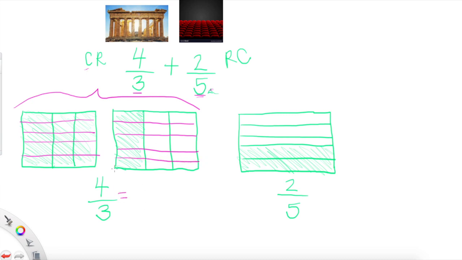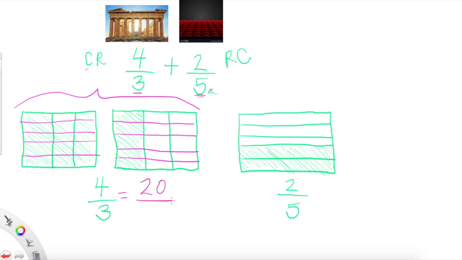So I've just laid our 5 rows on top of 4/3, and now I need to count how many shaded boxes we have. Well, I have 3 times 5 here, so that's 15. 16, 17, 18, 19, 20. I have 20 shaded boxes now.